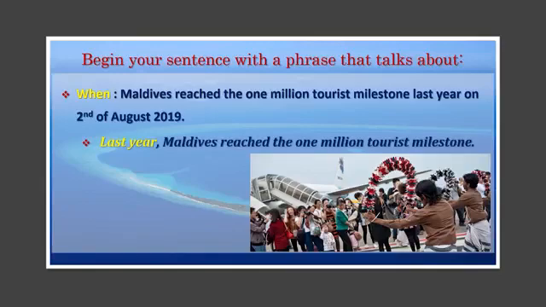A phrase that talks about when in this particular sentence is these two words, last year. This phrase tells us when. So when we rewrite the sentence, it now reads, last year, Maldives reached the 1 million tourist milestone. Now the date, of course, you can omit or insert. It's up to you. Okay? Now do you know how to begin or rewrite a sentence using a time phrase? Okay, now let's see the sixth.